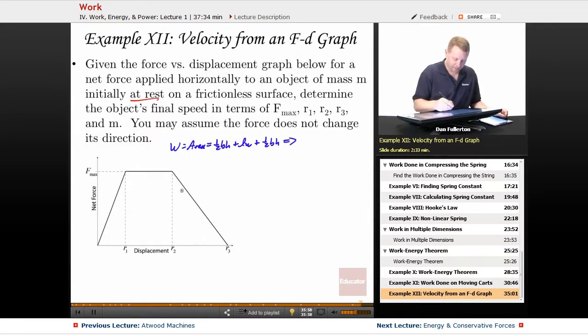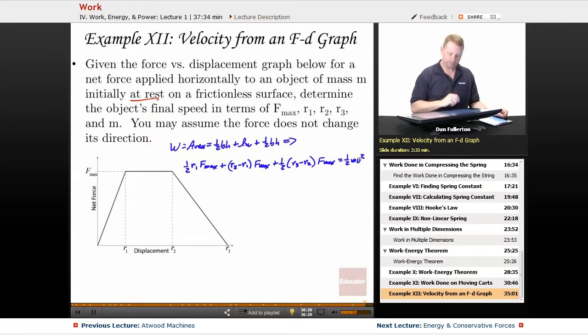This implies then, well, we've got 1/2 R1 times F max, plus, well, this distance here is going to be R2 minus R1 times our height, F max, plus 1/2 our base here, which is R3 minus R2, times F max. And all of that has to equal 1/2 mv squared by the work energy theorem.